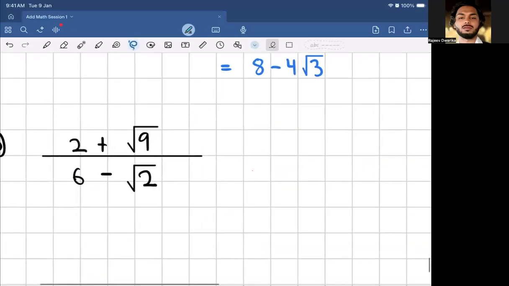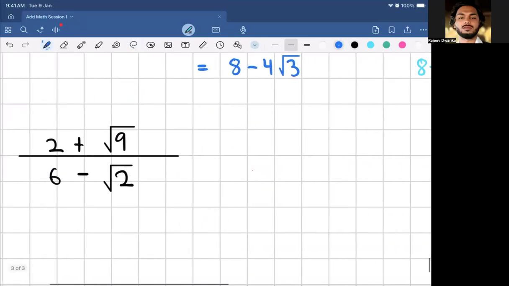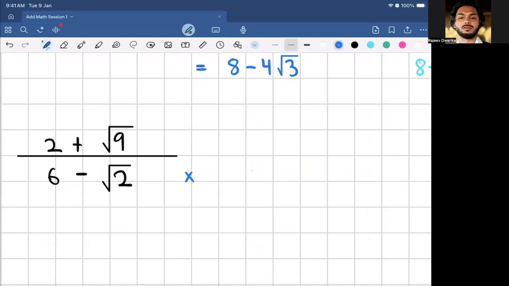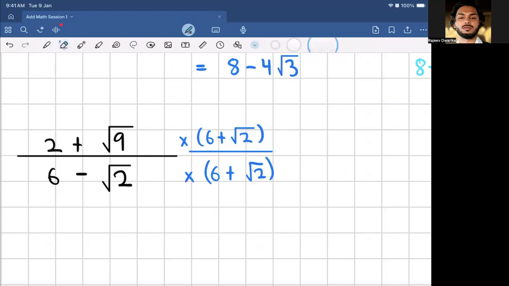Okay, we're gonna do the same thing over here. So what should I multiply the top and bottom by? 6 plus root 2. So you could write it like that if you want, or you could just write this. What do you prefer, Sheena? Would you prefer to write it like that, or just multiply on the top and bottom? It doesn't really matter.